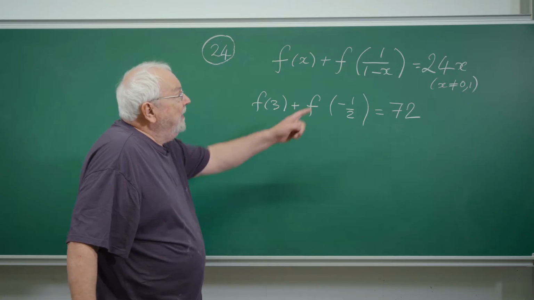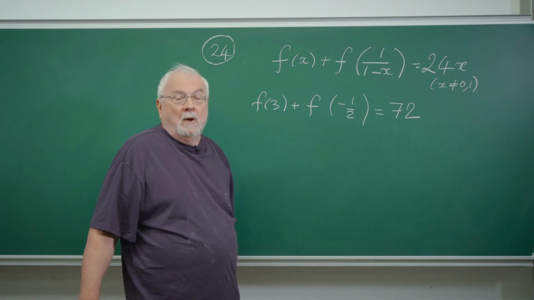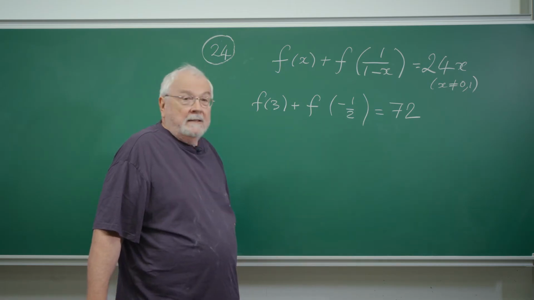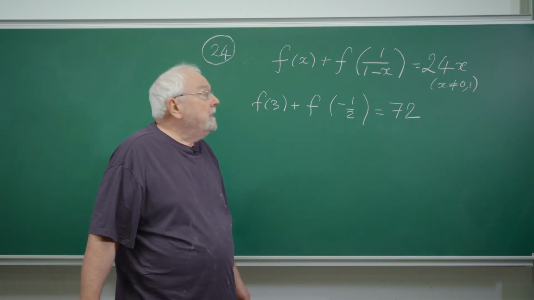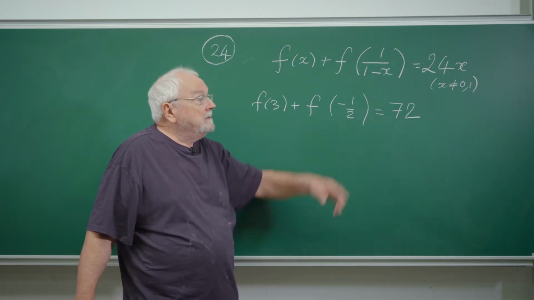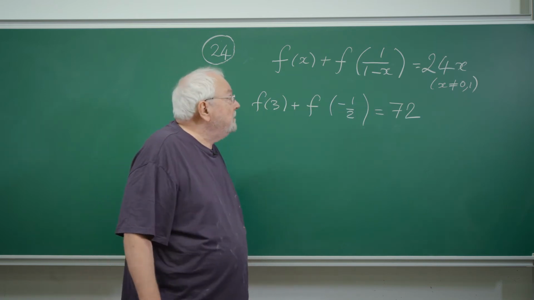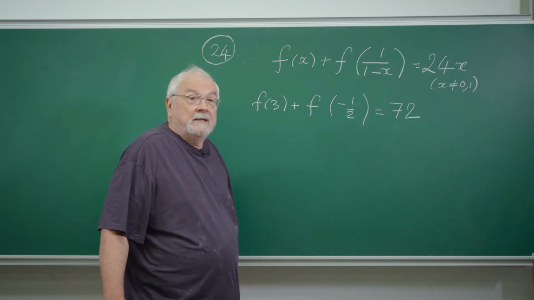Now, the more equations we have that involve f of 3, the better. We could get another one by plugging in a number to make 1 over 1 minus x equal to 3. And you can do that by plugging in x equals 2/3. Because then 1 minus x will be 1/3, and the reciprocal of 1/3 is 3. So let's do that. We plug in x equals 2/3.